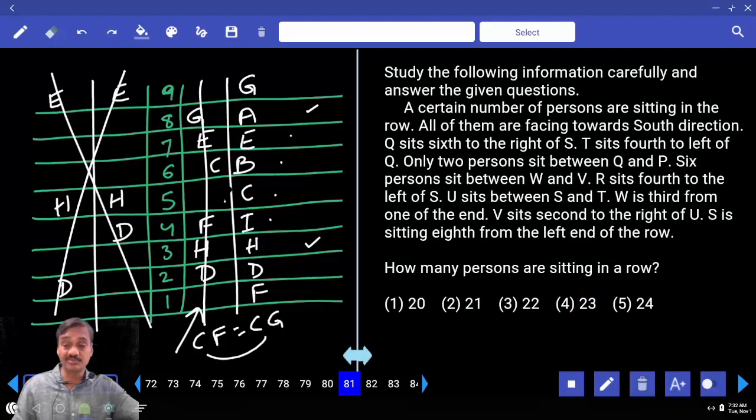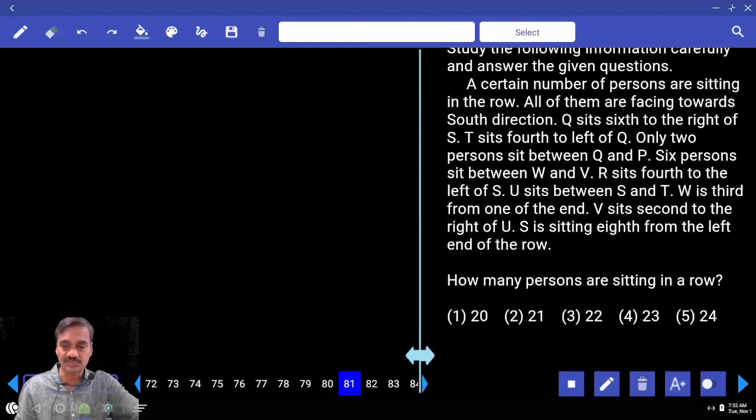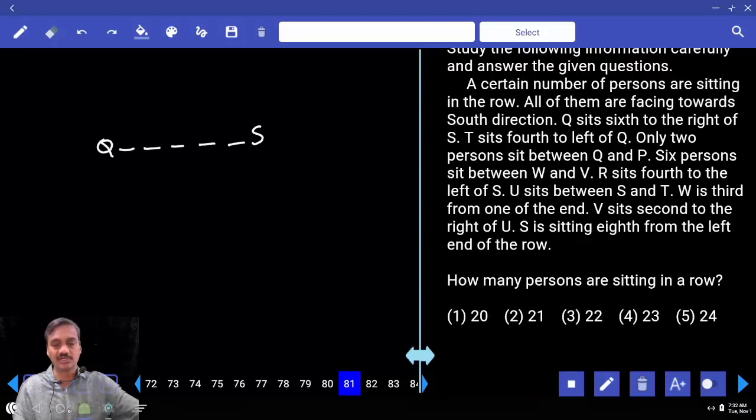Now a certain number of persons are sitting in a row and all of them are facing towards which direction? South direction. Then now these persons are facing towards south. Then Q sits 6th to the right of S. Where is Q? Q sits 6th to the right of S. Q is 1, 2, 3, 4, 5 and 6. And Q sits 6th to the right of S.